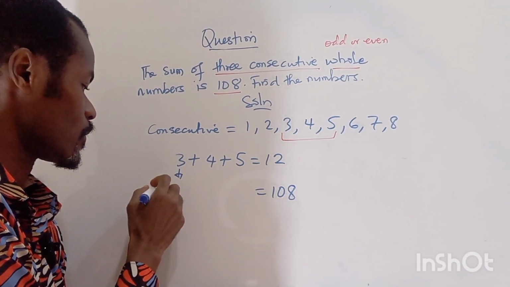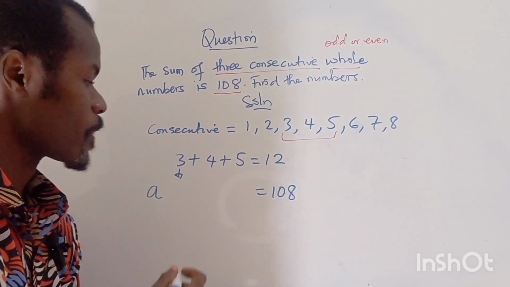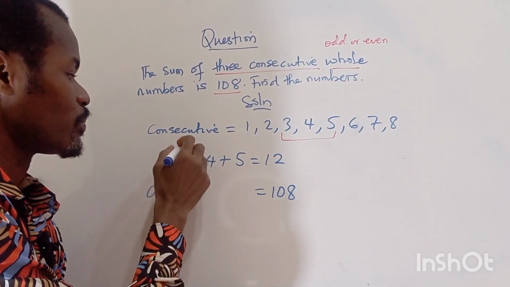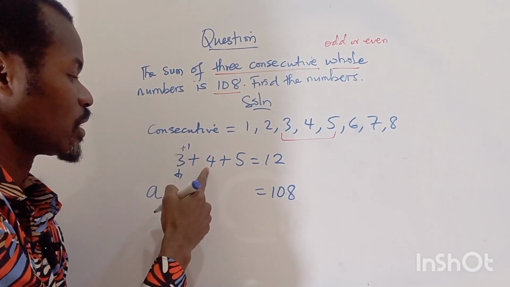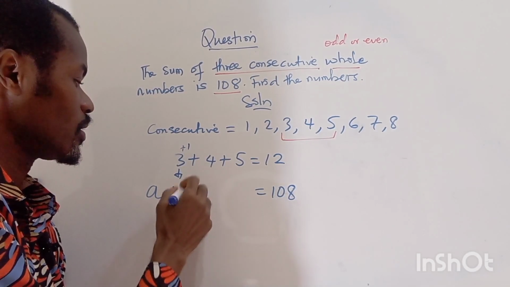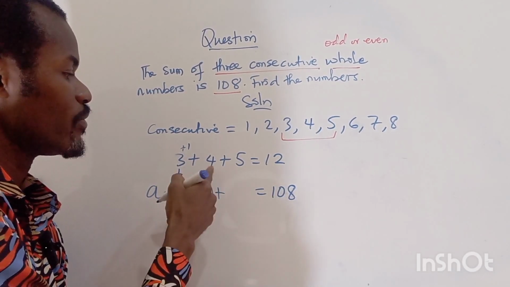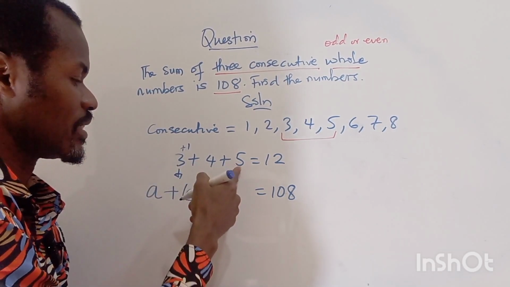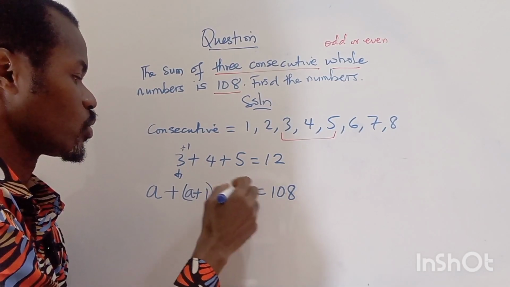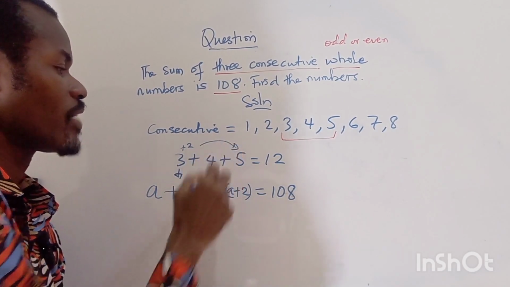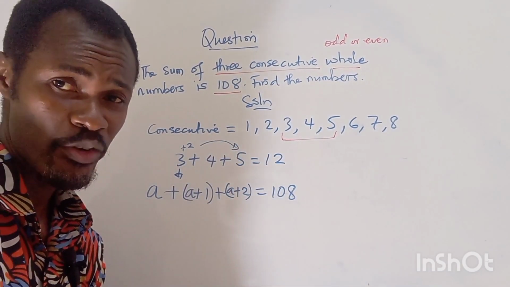Let's say you call the first number A. Now the difference between this and this is just plus 1. So 3 plus 1 is 4. If this is A, the next one will be A plus 1. Now for the next one, it is A plus what? 2, because 3 plus 2 is going to give you 5.